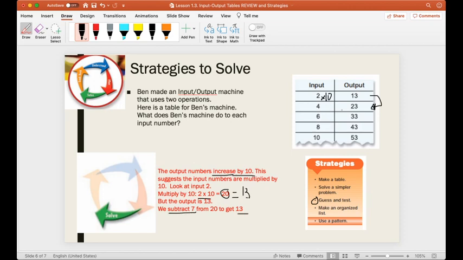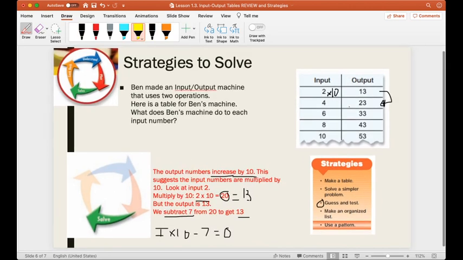So we have to subtract 7 to get to 13. Right now we have input multiplied by 10 minus 7 will equal our output. That's what we're saying is a rule. Now what we have to do is put in the input values and the output values, and this should hold true.